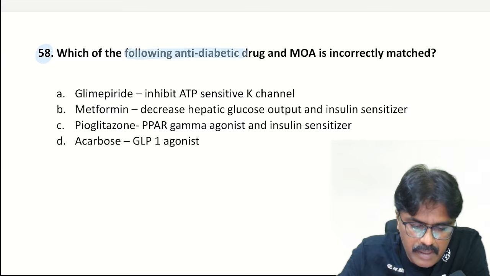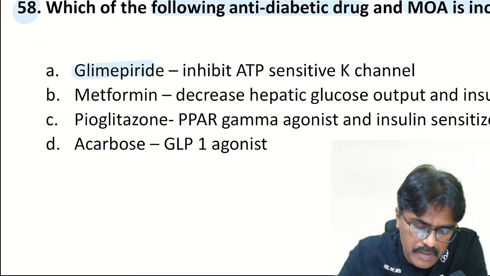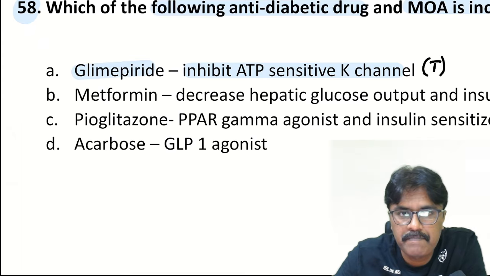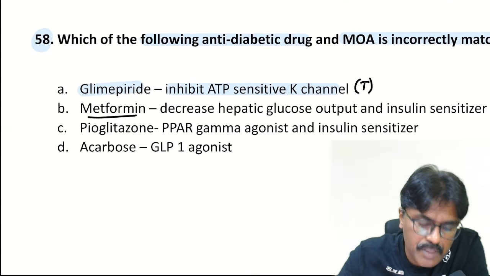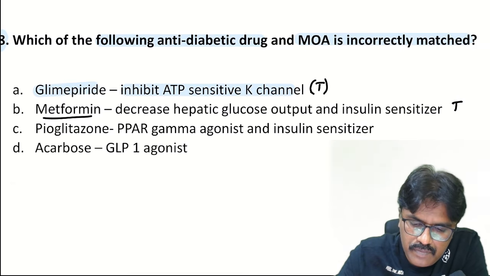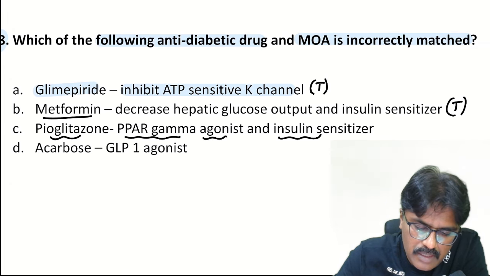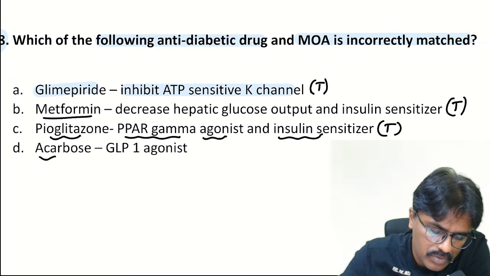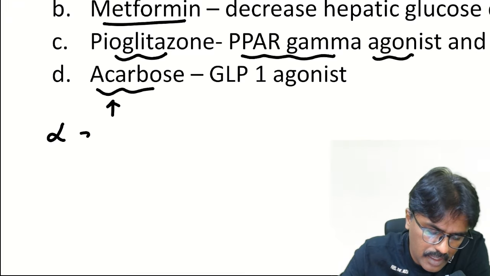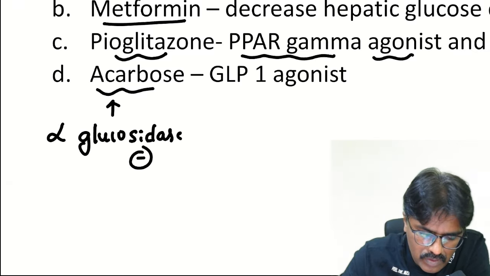Which of the following anti-diabetic drug and mechanism of action is incorrectly matched? Glimepiride inhibits ATP sensitive potassium channel in the beta cells of pancreas. True. Metformin, drug of choice for type 2 diabetes, decreases hepatic glucose output. It's an insulin sensitizer. True. Pioglitazone, it's a PPAR gamma agonist and insulin sensitizer. True. Acarbose, it's a GLP-1 agonist. No. Acarbose or any of the 'bose' drugs are alpha glucosidase inhibitors. So it's a false statement.